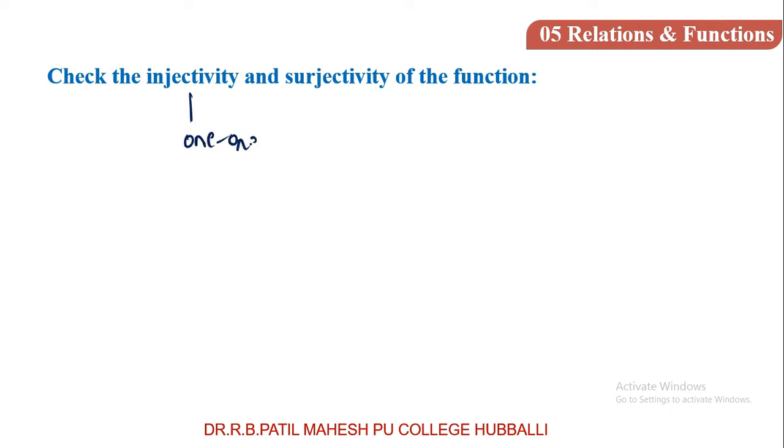Surjectivity means onto. Checking whether a function is one-one onto or not is nothing but checking the injectivity and surjectivity of the functions given below. Number 1, f from N to N given by f of x equal to x square. Whether it is one-one, onto or not, we will check both.